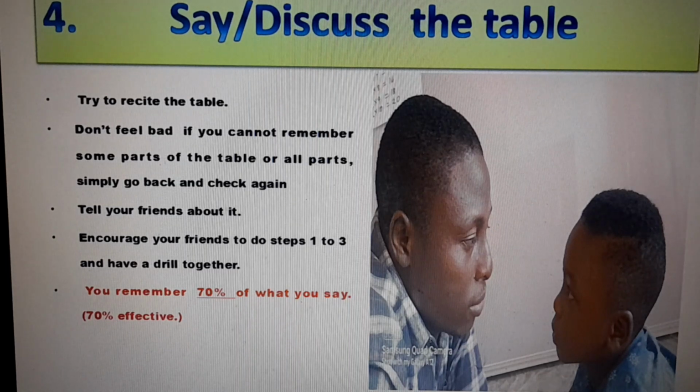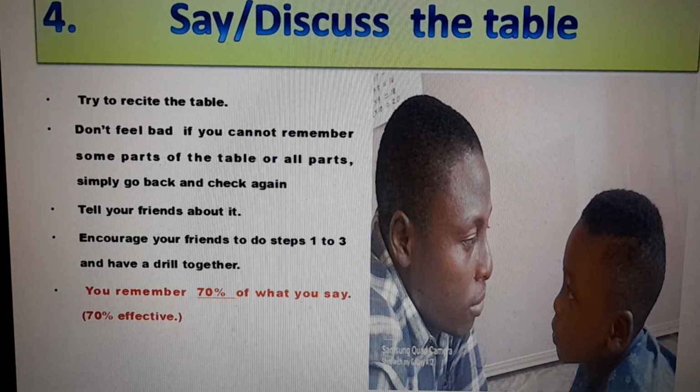Don't feel bad if you cannot remember some parts of the table or all parts. Simply go back and check again. Tell your friends about it. Encourage your friends to do steps 1 to 3 and have a drill together. So what I want to point out here is that our rate of assimilation differs. It's not everyone that has the same rate of assimilation.